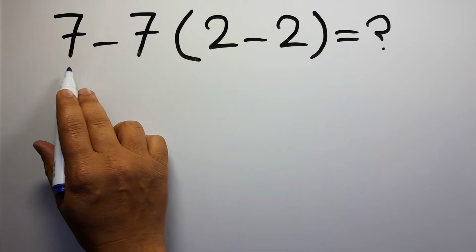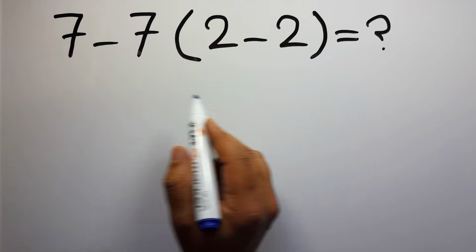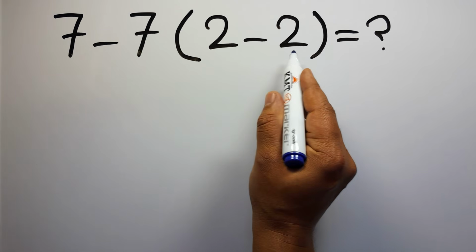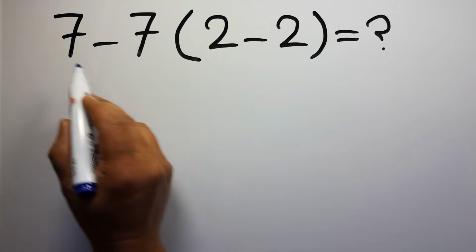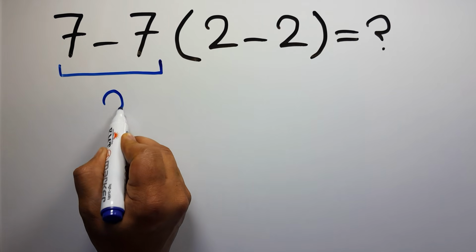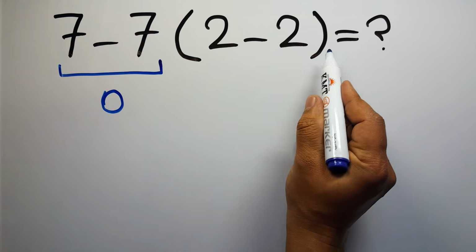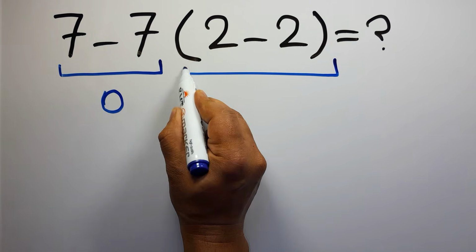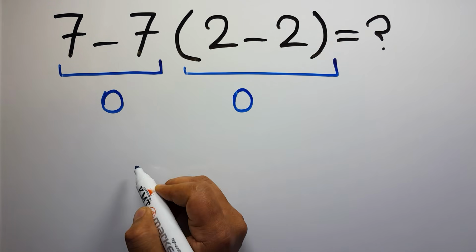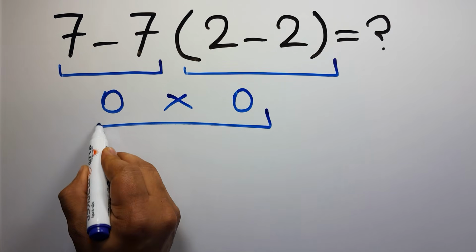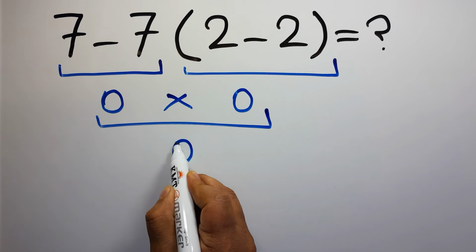In this video, we want to find the value of this expression: 7 minus 7, then times 2 minus 2. 7 minus 7 gives us 0. And here inside this parentheses, we have 2 minus 2, which again equals 0. So 0 times 0 gives us 0.